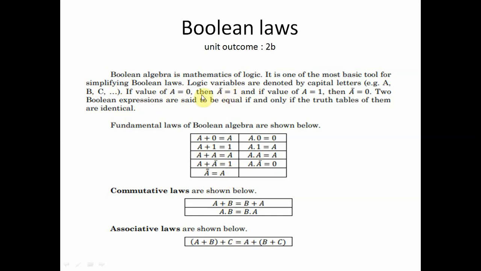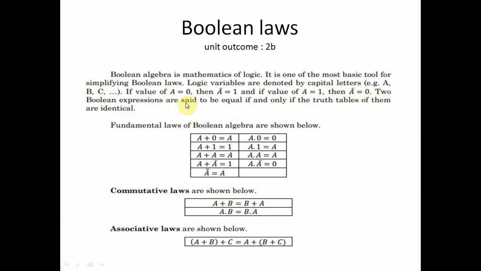Why is A bar equal to 1? Because A and A bar are both complementing terms. A complementing term is nothing but 0 converted into 1 and 1 converted into 0. This is called the complementing term, either true or false, or high or low. Because in digital technique, binary values are used, either 0 or 1. If the value of A is equal to 1, then A bar is equal to 0.